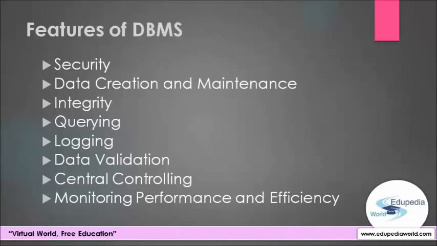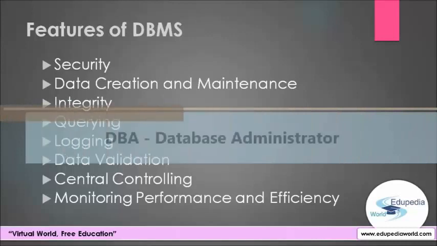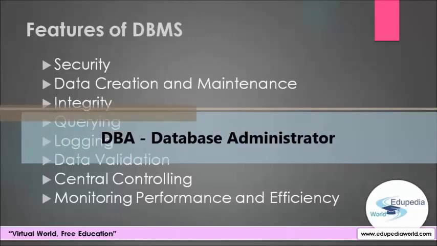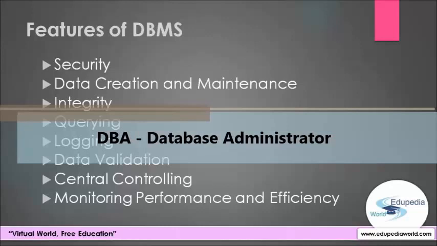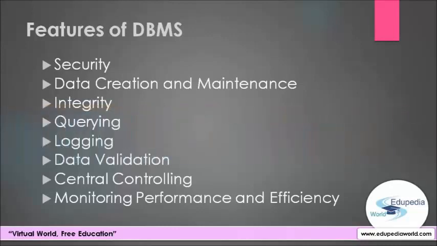And then the central control. A database management system can provide a database administrator, we call DBA, with a central control of the database. With such control, a database administrator can assign access rights and privileges to users and ensure that standards are followed in the representation of the data.